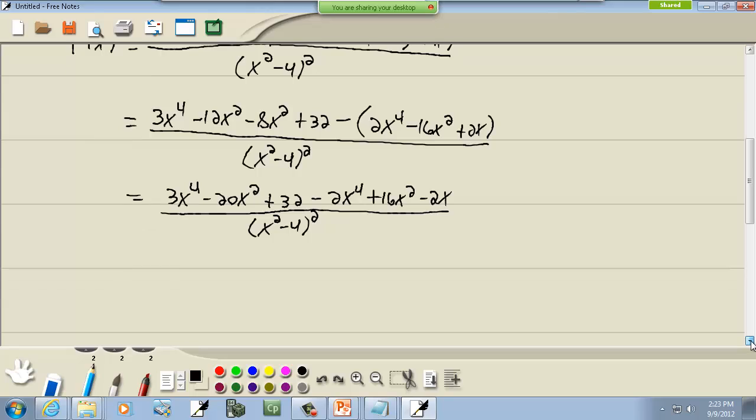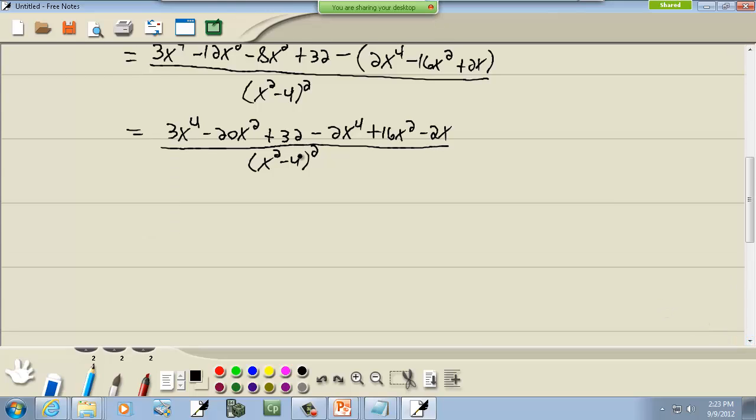Now the bottom part's simplified as much as we need it, because what that means is x squared minus 4 times x squared minus 4. Now we can actually factor this as x plus 2, x minus 2, which we may end up doing depending upon what the top part looks like. Okay, combine together like terms.